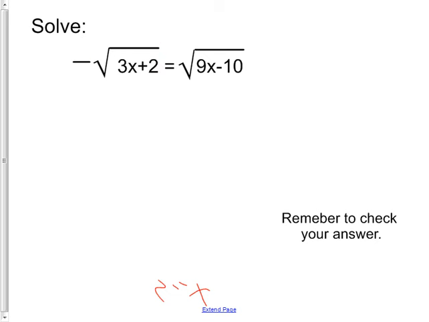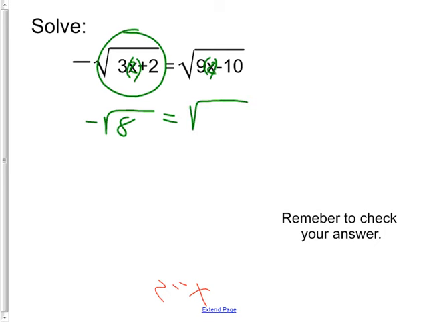He's still trying to salvage his pride here. I was right even though I was wrong. Okay, so x equals 2. Let's check. Put a 2 in right here, and right here. And this becomes 6 plus 2 is 8. Negative square root of 8 is equal to the square root of 18 minus 10, which is the square root of 8. Are you saying that the negative square root of 8 is equal to the square root of 8? Doesn't work.